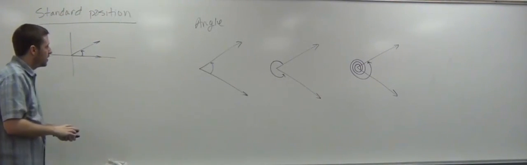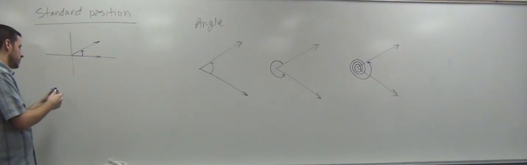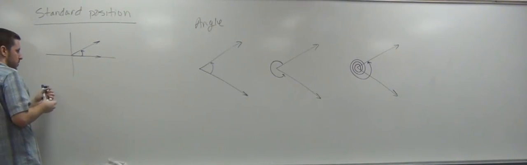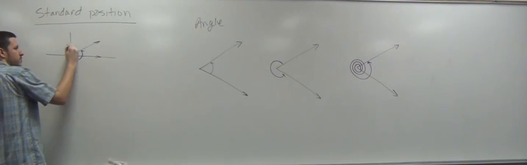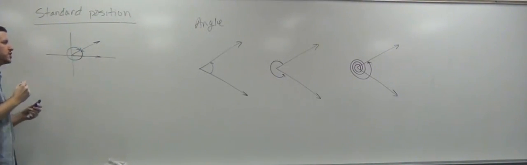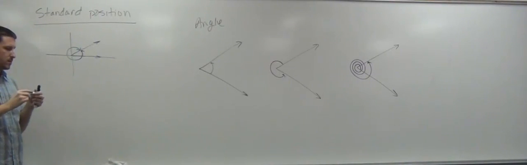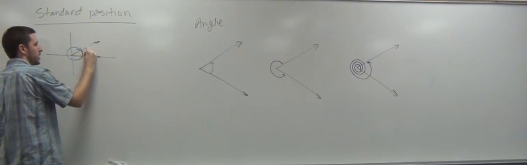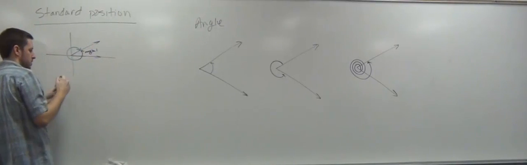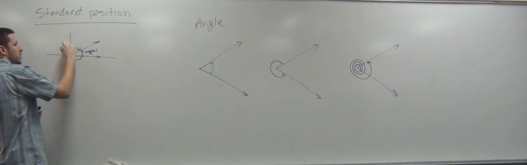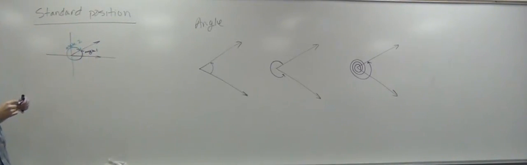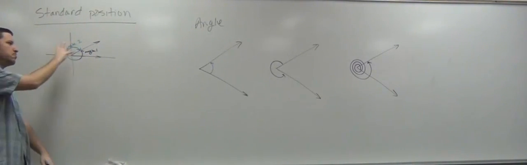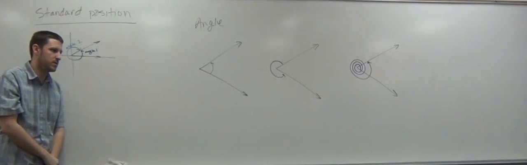Now, I was going to draw another one. I guess I will. This could stay in standard position, but I could identify this rotation, and that would be a different angle. This would be angle 1. This would be angle 2. If you remember from last time, there's a difference in the measurement of these 2 angles.